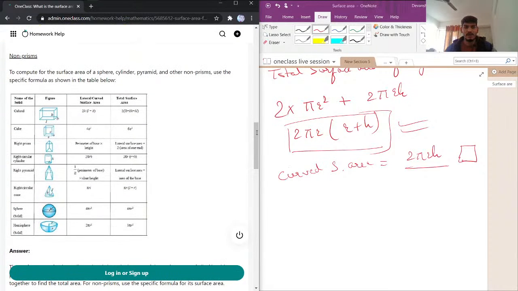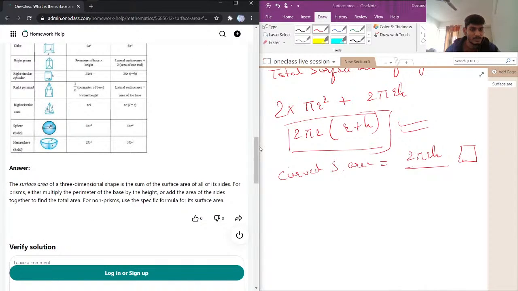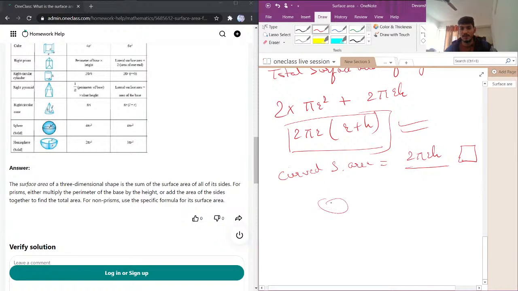To compute the surface area of a sphere, cylinder, pyramid and other non-prisms, use the specific formula as shown in the table. So these are the formulas for a sphere. For a sphere we have 4 pi r square and then again 4 pi r square, because in a sphere every part is curved surface area, the whole sphere is a curved part only, so we do not have any base or top part in a sphere. That's why the curved surface area and total surface area for a sphere is 4 pi r square.